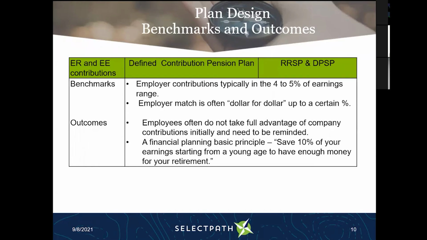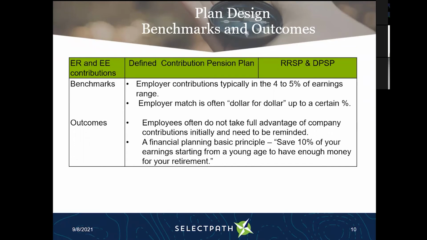I want to speak a bit about benchmarks and outcomes. So when we look at benchmarks, and there's not a lot of really good information out there on benchmarks, the insurance companies do have some good information that we use. What we typically see is that the employer contribution is in the 4 to 5% range of earnings on a defined contribution plan. And what we see more often than not is that the employer matches $1 per dollar.